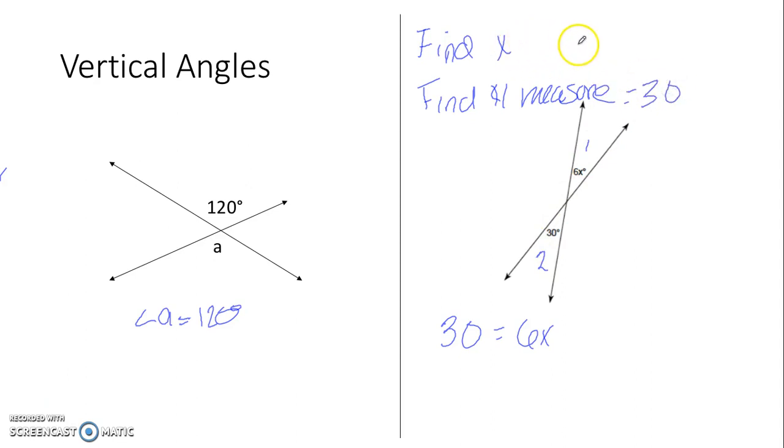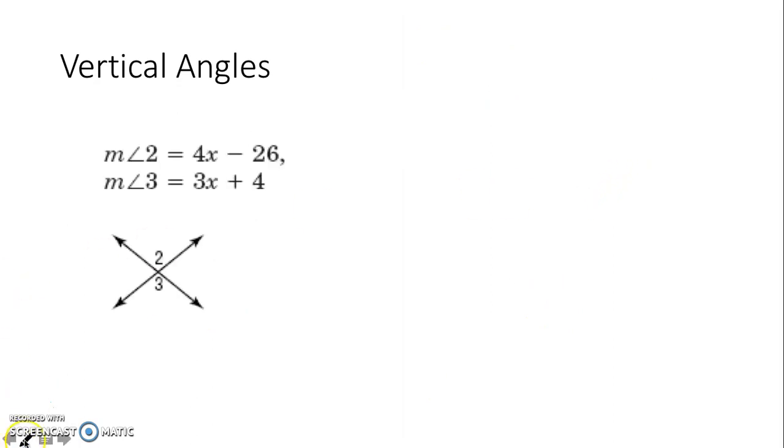But how do I know what x is? Well, I just simply solve this equation. So divide both sides by 6. 30 divided by 6 is 5, which is equal to x. So x is equal to 5. 5 times 6 is 30. That equals angle 1. All right, we're going to use the same logic, but it's going to be just a little bit more hands-on. Not harder, but just a little bit more steps.